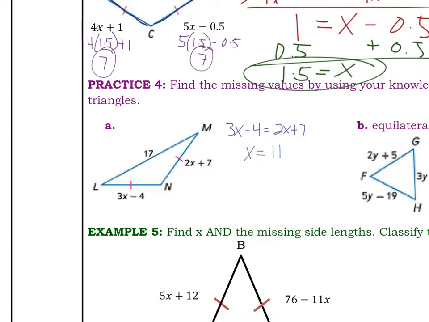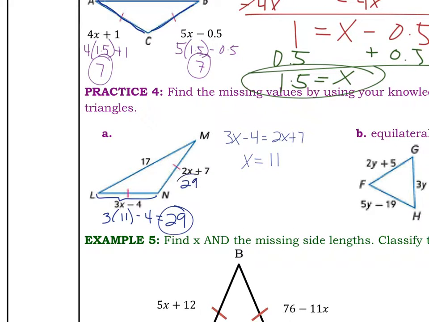Plug it in. So if I asked for the length of LN, well, 3 times 11 minus 4 would equal 29. It doesn't ask for it there, but just in case it does, we know how to solve it. So if LN is 29, what would MN be? 29, right? It should also be the same. But it just asked for what x was there.